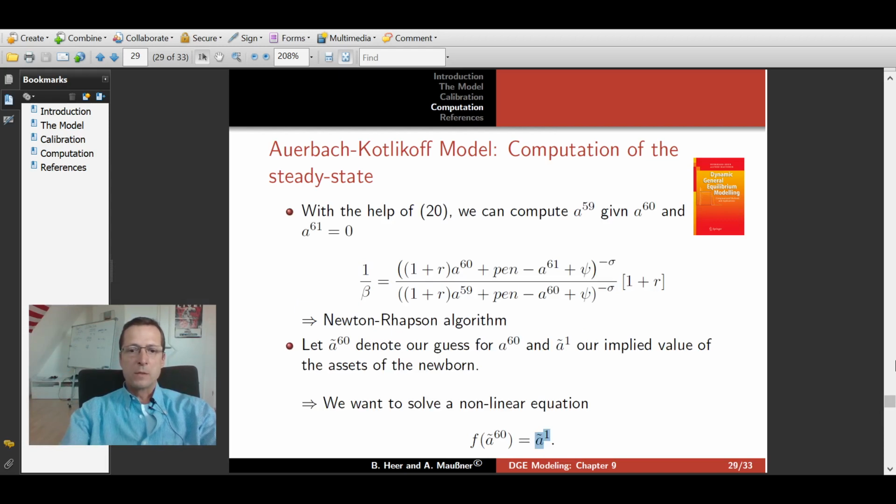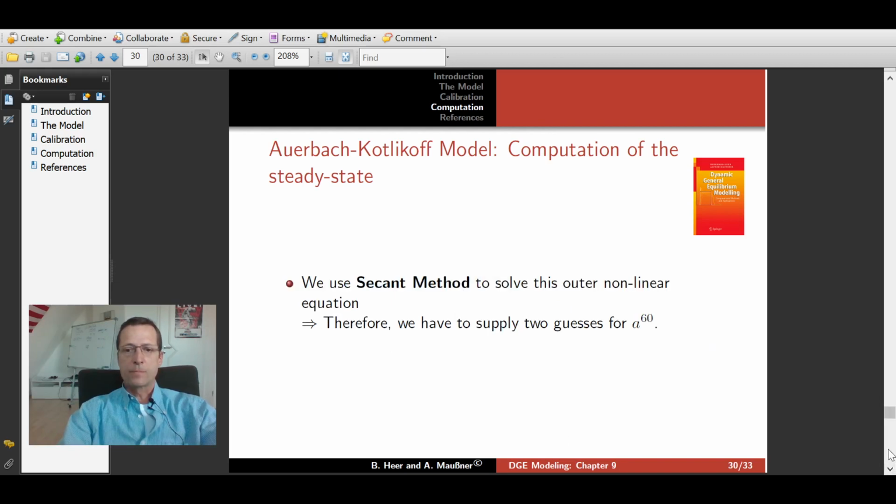How do we compute the solution to this equation here? F of A tilde 60, which is A tilde 1, is equal to 0. So that this equation here is equal to 0. Well, we will use the so-called secant method, which is introduced in the book by Alfred Maußner and myself, Dynamic General Equilibrium Modeling, but which is also very easy to understand when we look at the following picture.